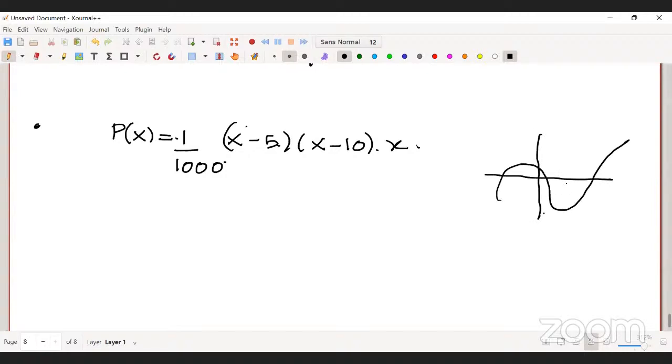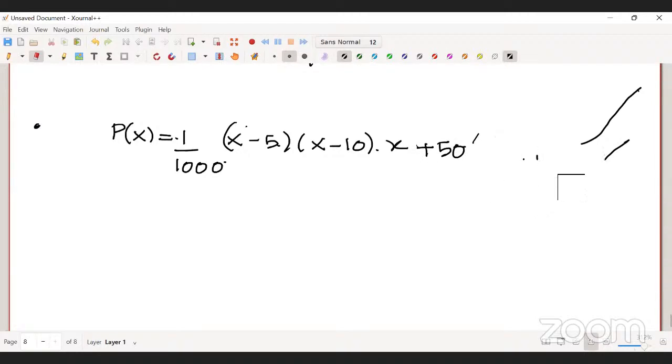What I need to do is shift this one by 50. Then I'll get the graph of this one, let's say like this. So if I shift the graph by 50, then I will get the graph of the new function, that is this one. So the actual question wasn't factorized actually.